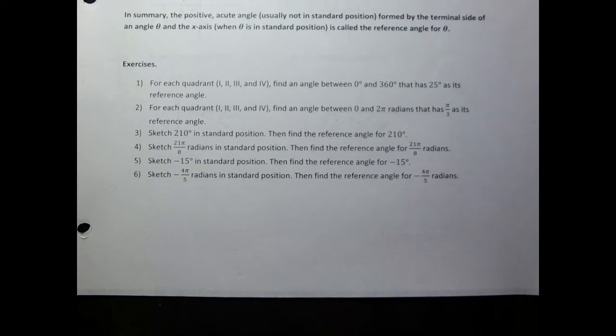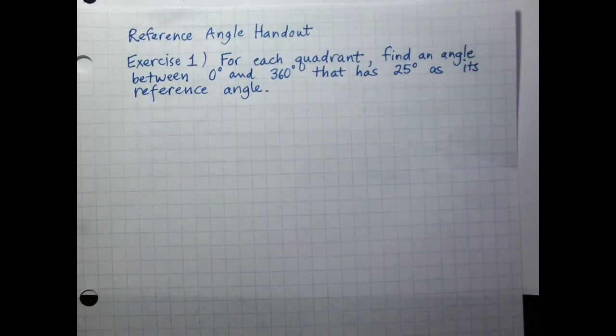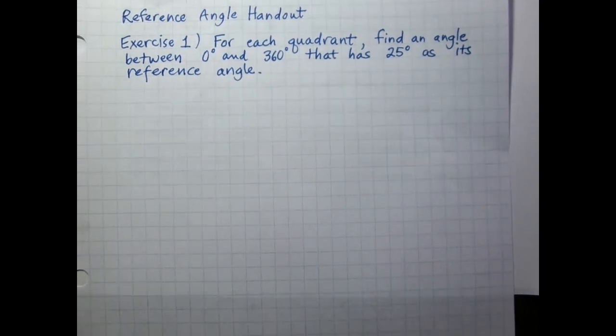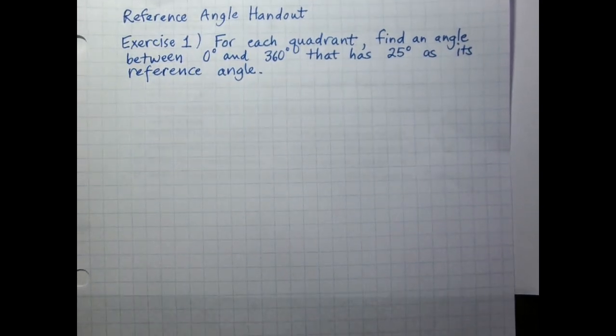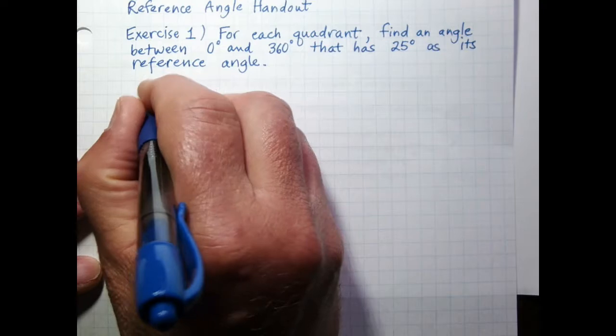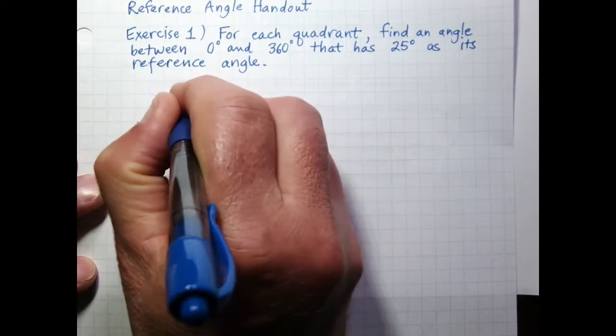Exercise 1. I recopied Exercise 1 onto another sheet of paper so we can write a little larger. And it goes like this. For each quadrant, find an angle between 0 and 360 degrees that has 25 degrees as its reference angle. So let's go ahead and start with quadrant 1.